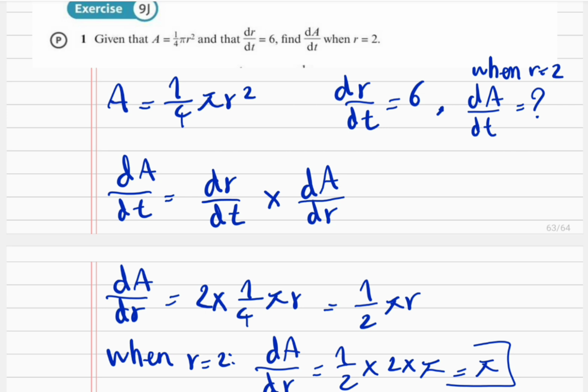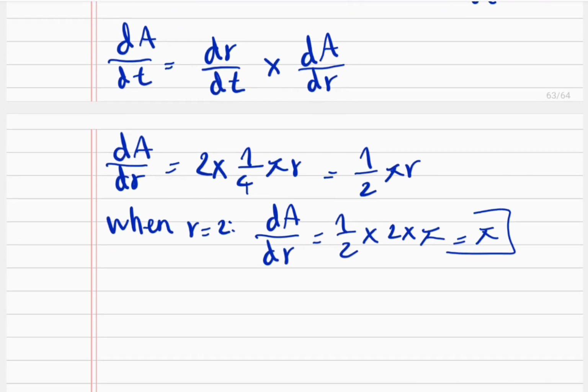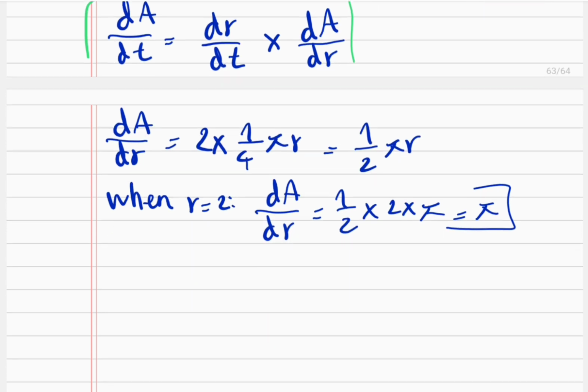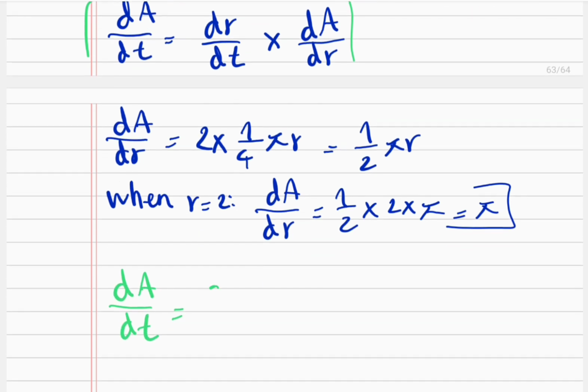So now we have the value of the dA/dr when r is 2, and we also have the dr/dt that's given. Now we can just substitute everything into this main equation. So the dA/dt is equal to, the dr/dt is given to us, which is 6, and then the dA/dr is found, which is pi. And the answer is 6 pi.